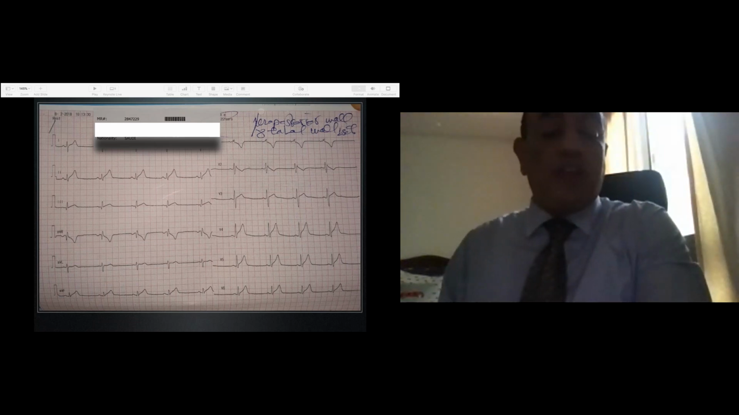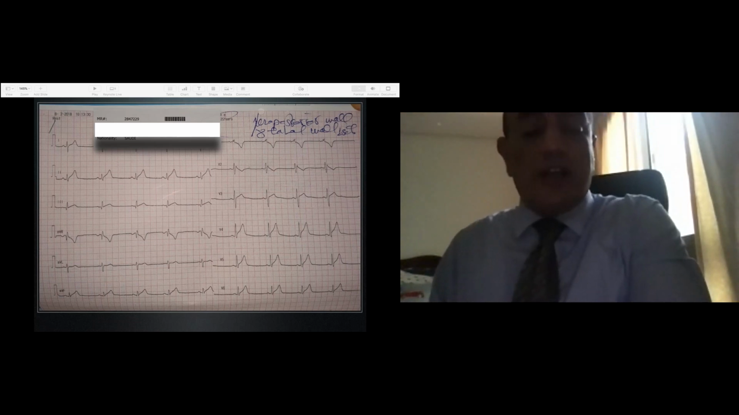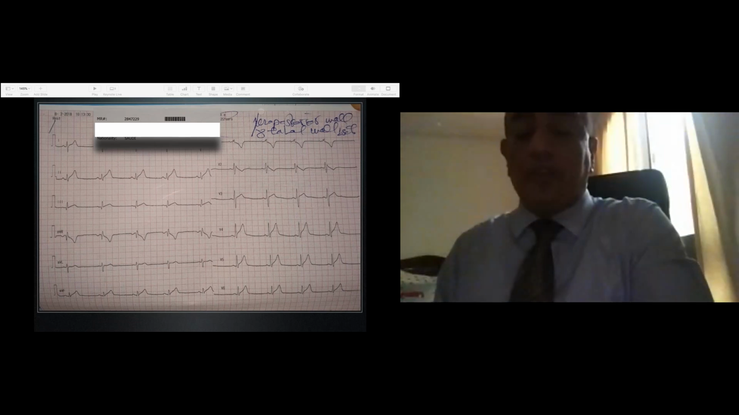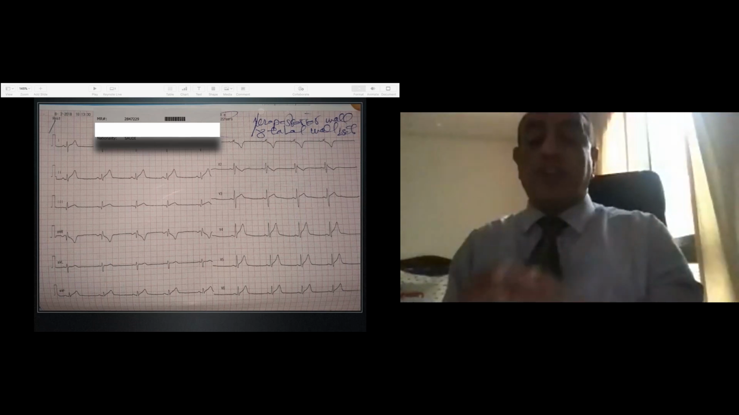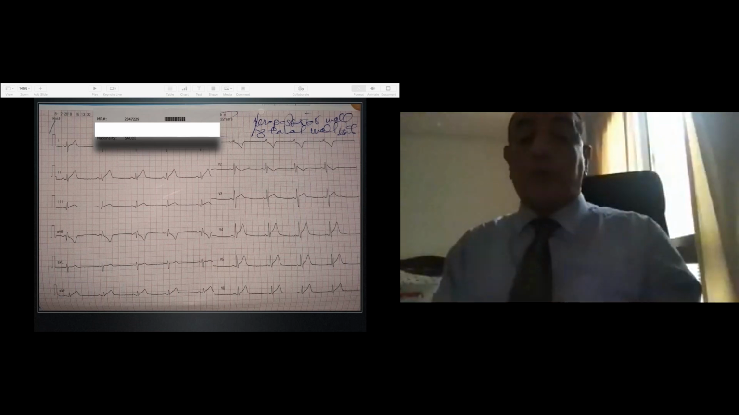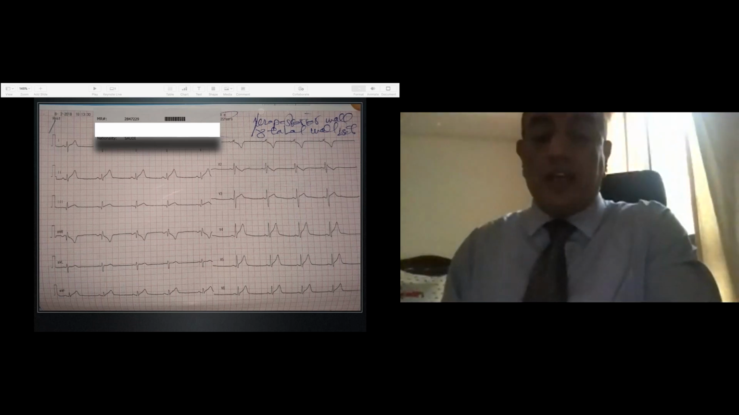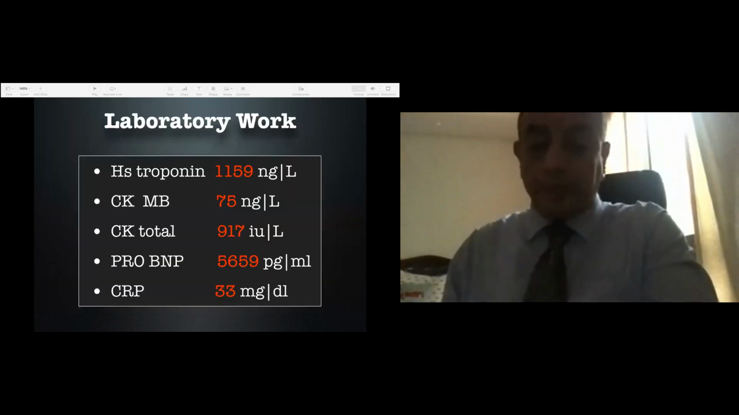If you will look for the inferior leads, lead 2, 3, AVF, you can see early takeoff of the ST segment in the inferior lead. So this is a lot of differential diagnosis. You can say Brugada, you can say posterior wall ischemia, you can say incomplete right bundle branch block.